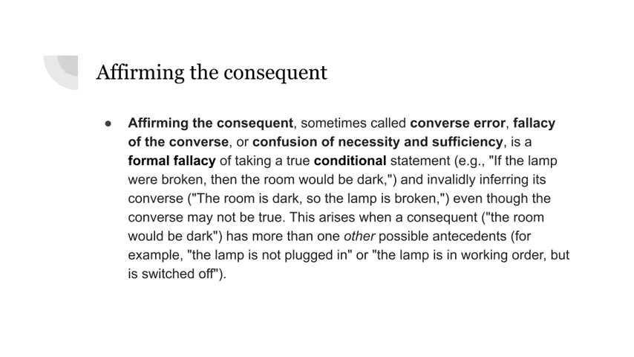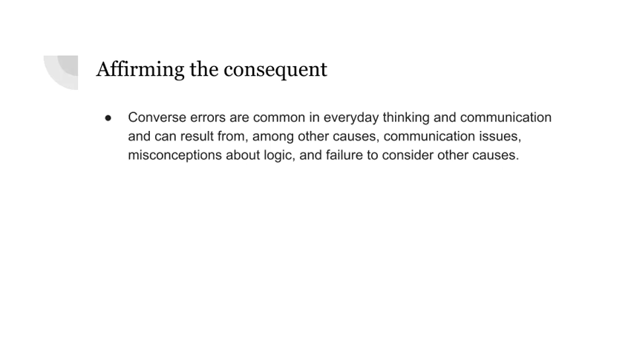It arises when the consequent, the room would be dark, has more than one of the possible antecedents. For example, the lamp is not plugged in, or the lamp is in working order but is switched off. Converse errors are common in everyday thinking and communication and can result from, among other causes, communication issues, misconceptions about logic, and failure to consider other causes.